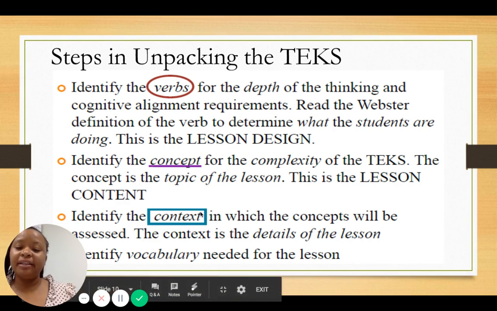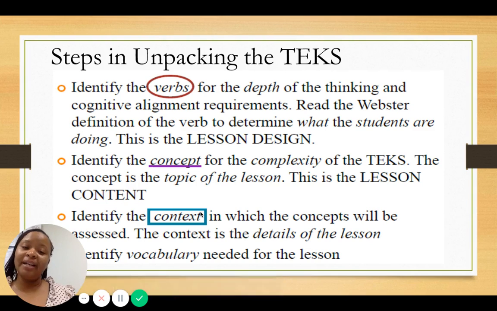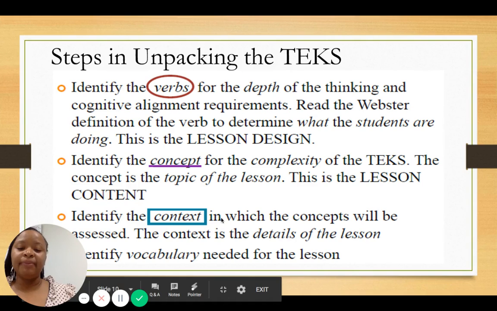The context gives me parameters of what I need to cover. So I'm talking about, this is the topic, this is what the student needs to be able to do with the topic, and this is the context that goes along with it, the details specific to the lesson.